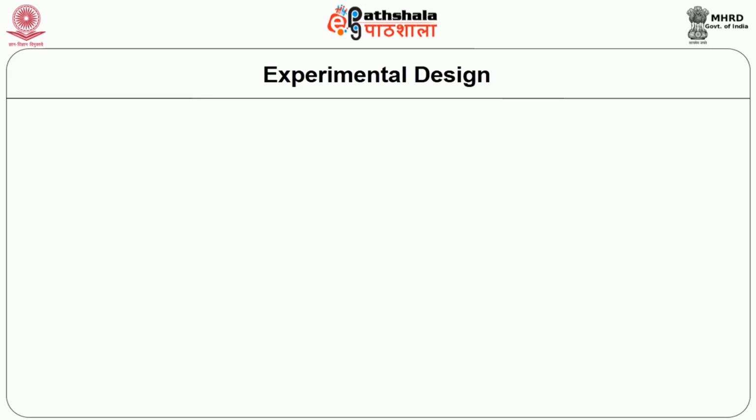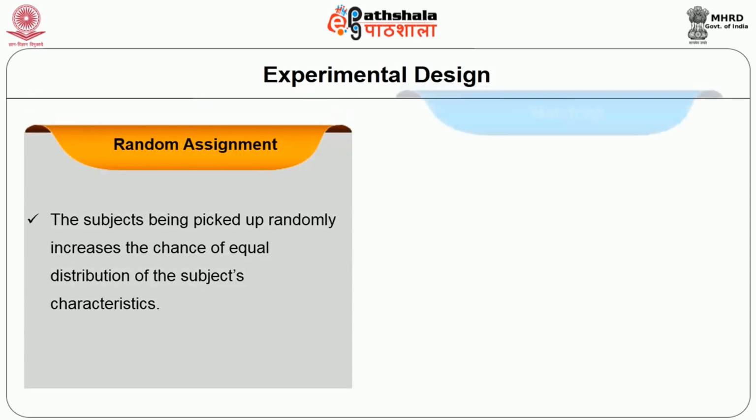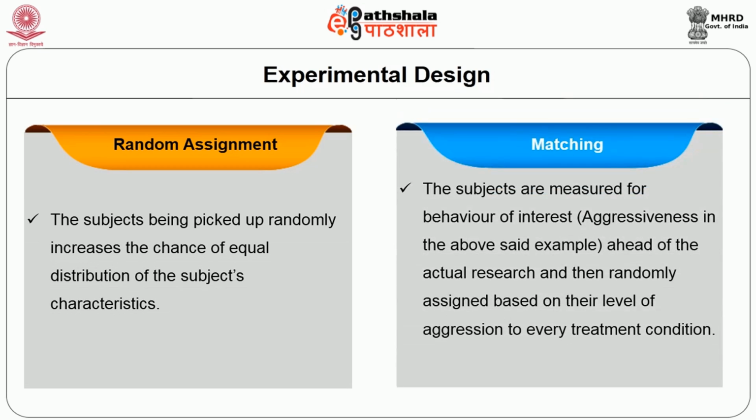But again, how to overcome this problem? This problem can be overcome by using two methods. One is random assignment, and the second one is matching. In random assignment, the subjects being picked randomly increases the chance of equal distribution of the subject characteristics. In matching, the subjects are measured for behavior of interest, here aggressiveness for the above said example, ahead of the actual research, and then randomly assigned based on their level of aggression to every treatment.